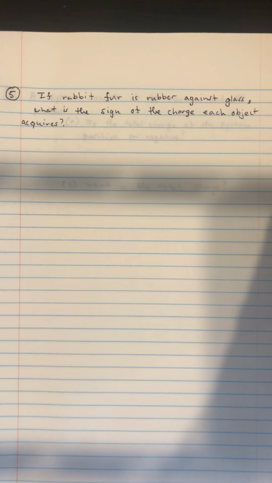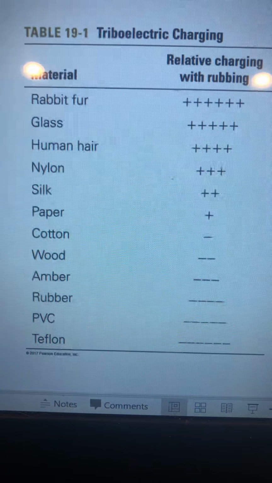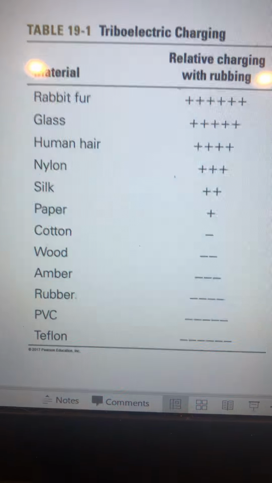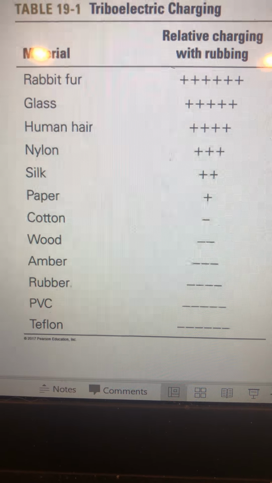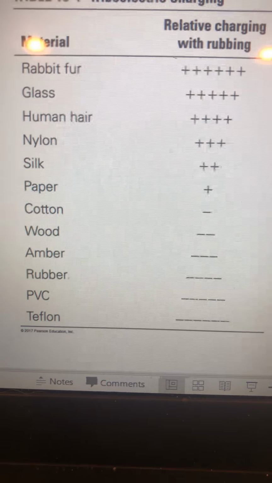If we check this out, here's our table. We've got rabbit fur, glass, human hair, nylon, silk, paper, cotton. The higher up on the table, the more positive something wants to be. So if we rub something higher on the table with something that's lower on the table, the higher thing will become positive and the lower thing will become negative.